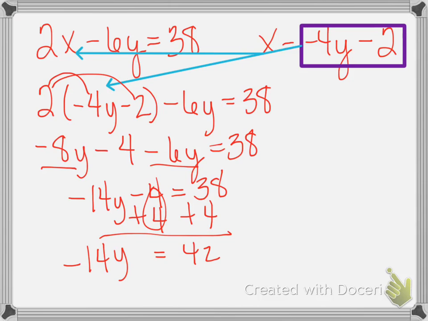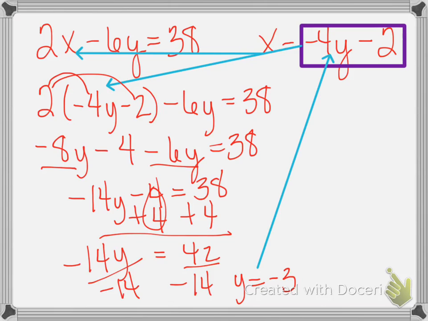So I've got to get that negative 14 off of the y. So I'm going to divide by negative 14 on both sides. When you do that, y is going to equal negative 3, because 42 divided by negative 14 is negative 3. So we've solved for y.